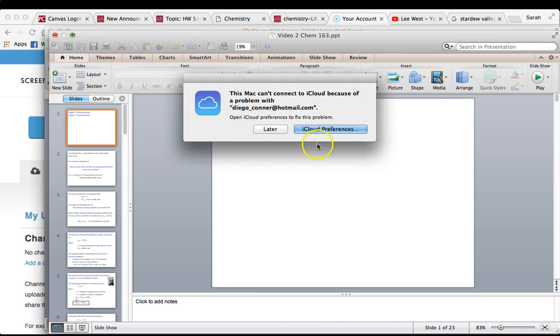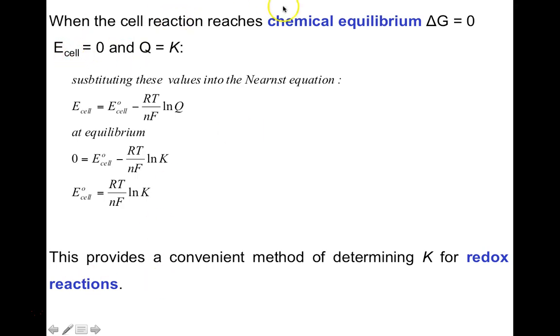Something to keep in mind is that when the cell reaction reaches chemical equilibrium, delta G will equal 0, which means that the cell potential itself also equals 0 and Q equals K. So we can use that to create an expression relating the cell potential to K. So at equilibrium, the cell potential is equal to 0 and Q is equal to K. So 0 is equal to the standard cell potential minus RT/nF log K. So isolating that by itself, the standard cell potential is equal to RT/nF log K. So if I can measure the cell potential for a reaction, I just put it into this expression and I very quickly get K.